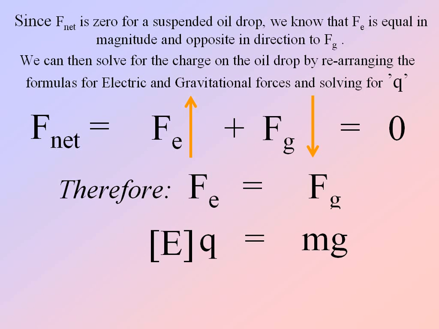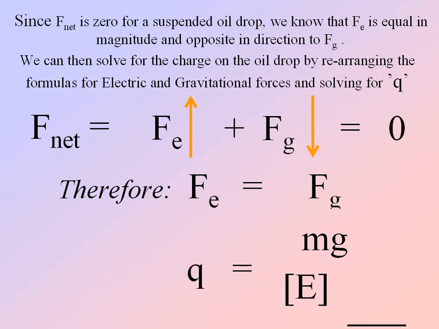We can solve for the charge on the oil drop by rearranging the formulas for electric and gravitational forces and solving for Q. We divide both sides by the electric field strength, and we're left with Q is equal to the gravitational force, mg, divided by the electric field strength between the two plates, E.